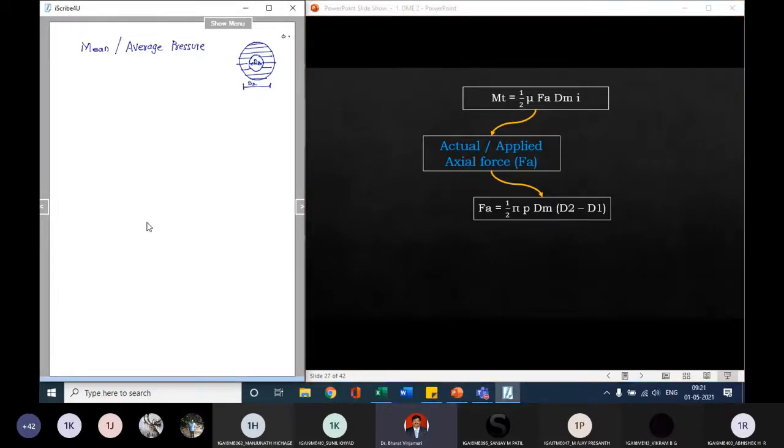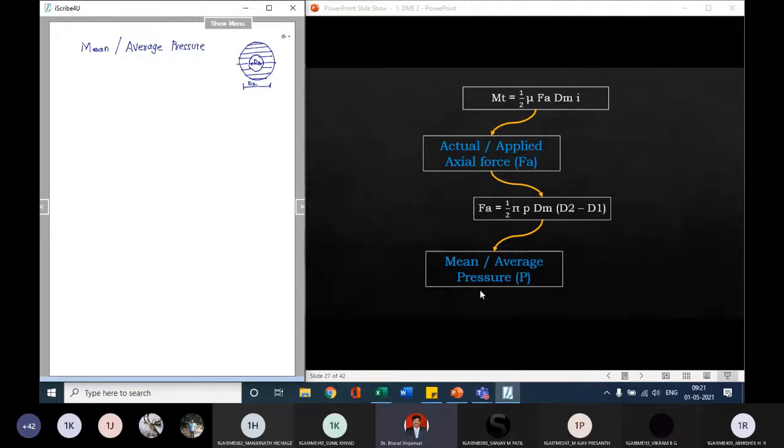Usually this equation should use D1. But since I am trying to find the mean pressure, you are supposed to use dm and find the P. Most important, guys: this is what exactly the mean pressure or average pressure talks about. You will be finding the mean pressure by taking these values. So dm will be used instead of d1.